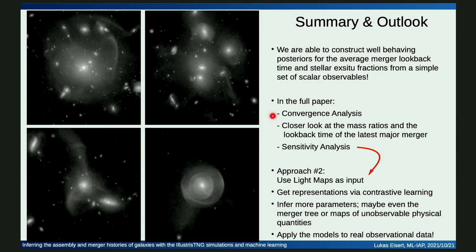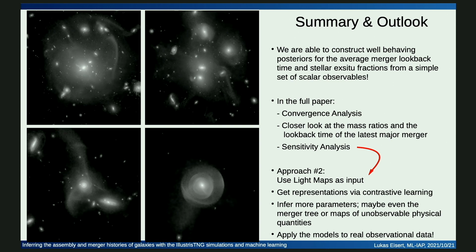In the full paper, there's also further convergence analysis, of course. I will have a closer look at these other two things, the mass ratios, to really see that this is not a problem for the model, but a problem of the observables. I will have a closer look at the lookback time of the latest major merger. And most important, I will do a sensitivity analysis, to see which observables are most important for the histories. This can then also be used as justification, because I see that the morphology, like the diskiness or the galaxy size, is very important for the prediction, so that approach 2 is justified, and I'm also working on that at the moment.